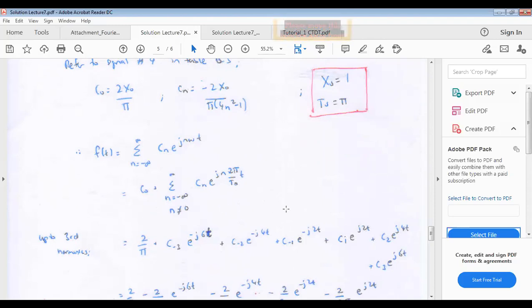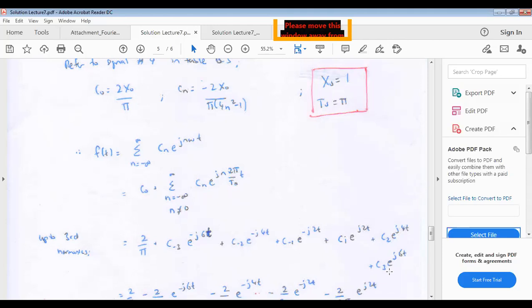So by this, you're going to have these equations of ft equal to, this is your C naught, which is 2x naught over pi. We know that x naught equals 1, so you're going to have 2 over pi for the C naught. And for n equals negative 3, we have C negative 3 exponential negative j6t. Because we have n equals negative 3 and T naught equals pi, omega is 2, so 2 times negative 3 is negative 6, and it follows with n of negative 2, negative 1, 1, 2, and 3. Hopefully you understand this. Any questions so far?